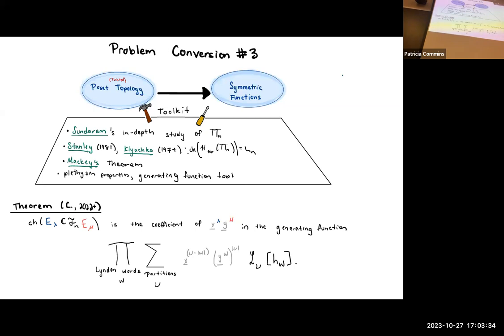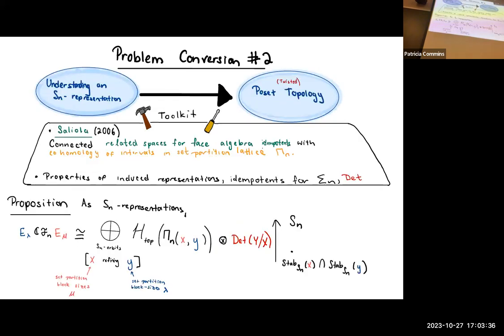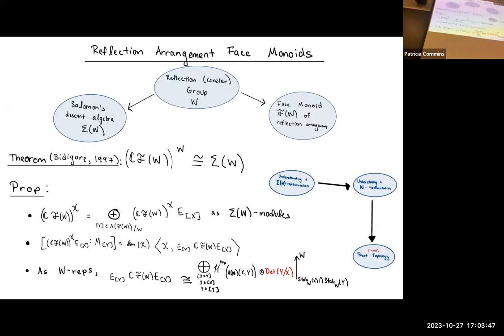because in the process of converting the problem and learning about this poset topology approach, I became interested in whether you can say this type of thing for other left regular bands. Even before that, I should say that everything I said works for all the reflection arrangements, except for the last step of symmetric functions. So you can still use twisted poset topology to figure out these representations.